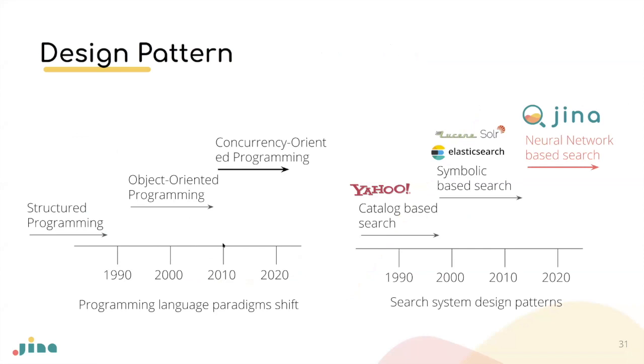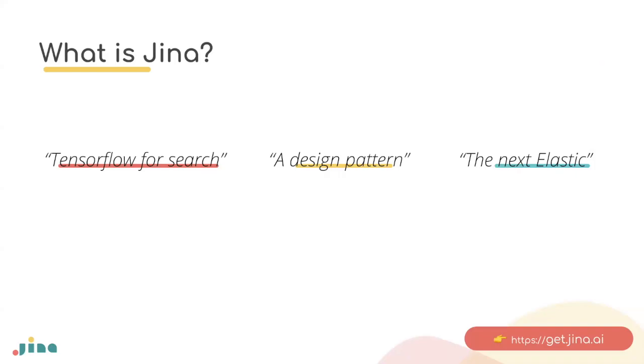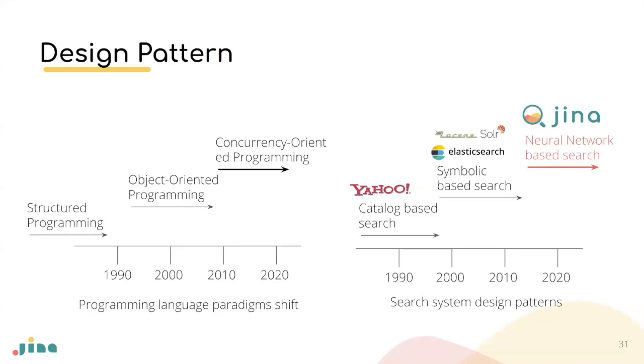The second way to describe Jina is that we provide a new design pattern. In programming languages, there was a paradigm shift from structured programming to object-oriented programming, and then recently concurrency-oriented programming. In search systems, there is also such a paradigm shift in design patterns. In the beginning, we had catalog yellow-page-like search, and then we came to Elastic, Lucene, Solr, this kind of symbolic-based search. And nowadays, when people want to search multimedia content in their enterprise or for their individual needs, we need a new design pattern to develop such a search system. And this is basically what Jina can provide you.